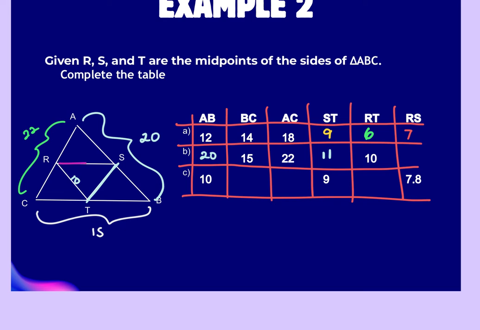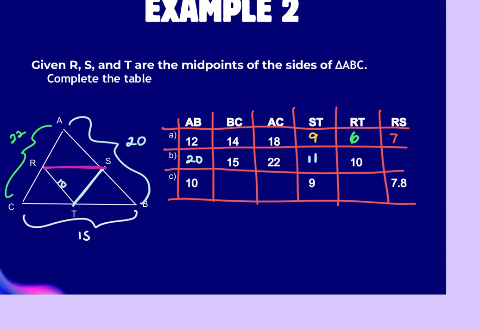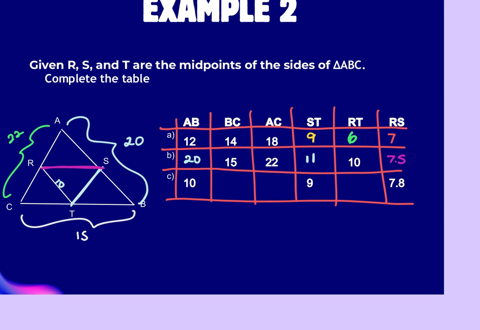RS is 1/2 of which one? 15, which makes it 7.5. Good. Or 7.5. You could put either one. Correct. Yep, it's the third side.